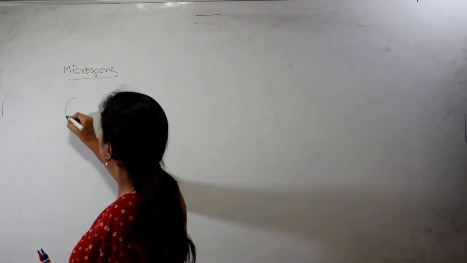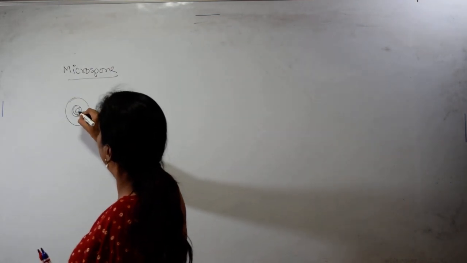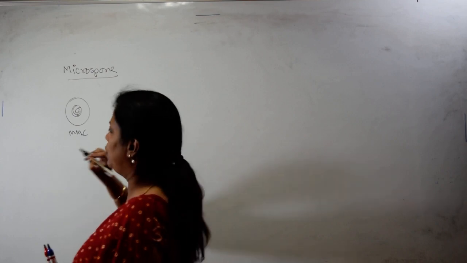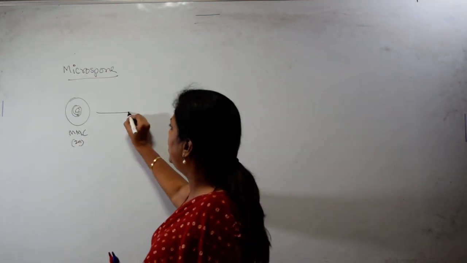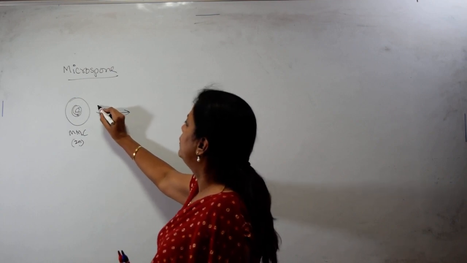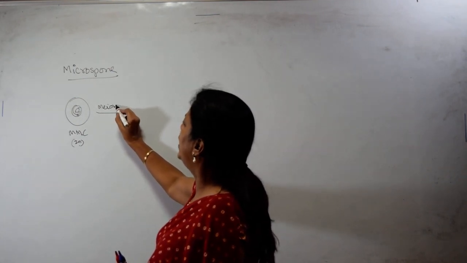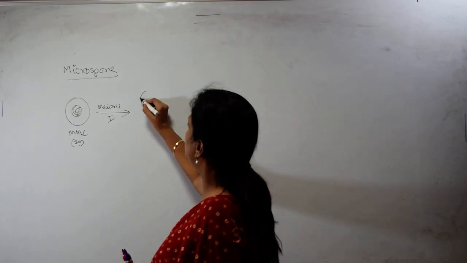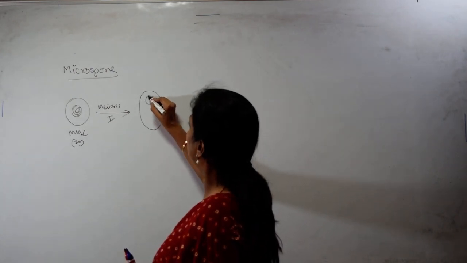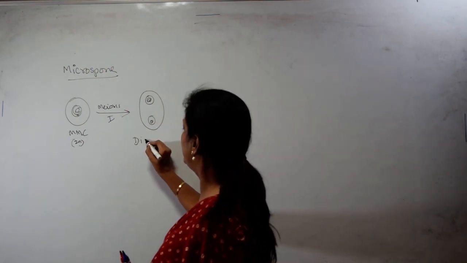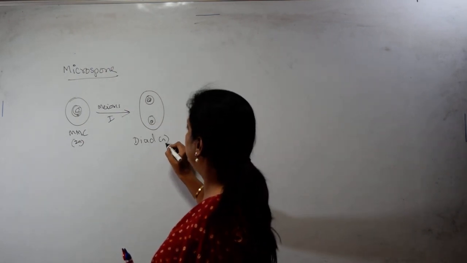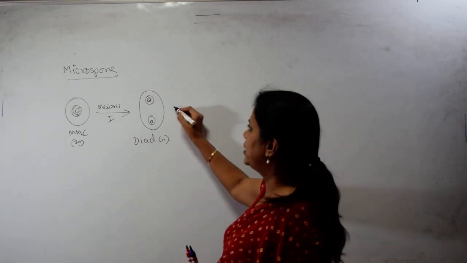So imagine this is a microspore mother cell, MMC. I have drawn it. It is diploid in nature. The microspore mother cell first undergoes meiosis 1. Meiosis 1 results in the formation of a dyad, a dyad cell. The dyad becomes haploid, because it undergoes reduction division.